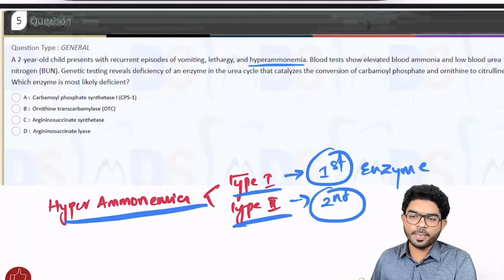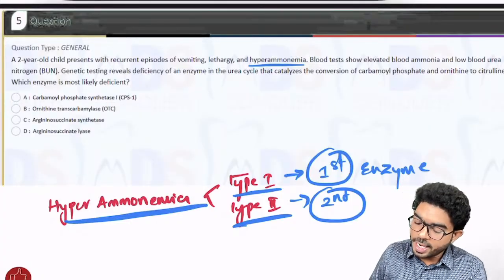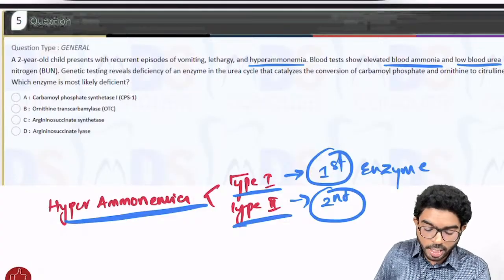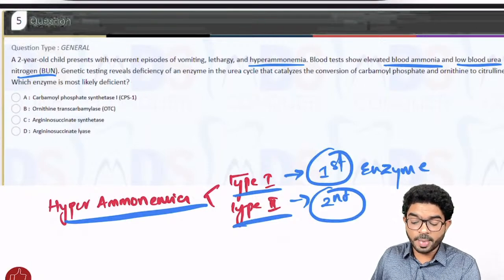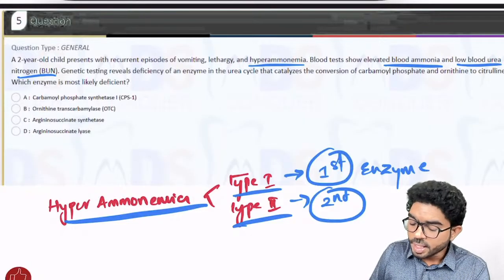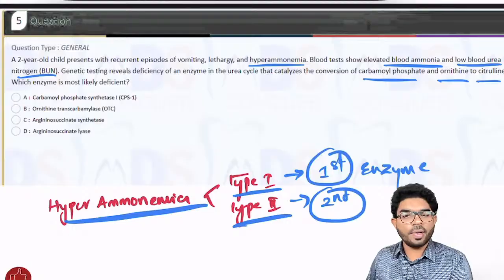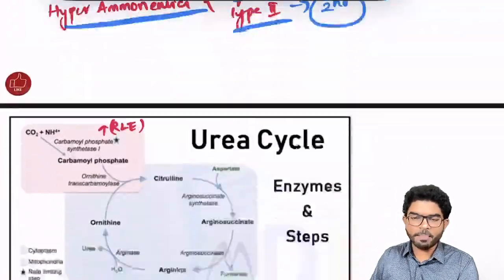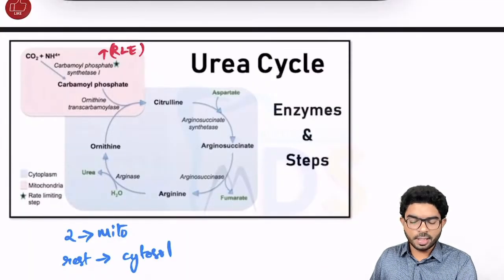So this is a concept related to the urea cycle, and the blood test shows there is elevated blood ammonia and lower blood urea nitrogen levels, and genetic testing reveals that there is a deficiency of an enzyme in the urea cycle that catalyzes the conversion. So they have clearly given it is converting one product to another product to form citrulline. Okay, right, clearly given everything, and you guys are very, very perfect with the urea cycle, top to bottom done along with the notes, right? So we know that this is the urea cycle.